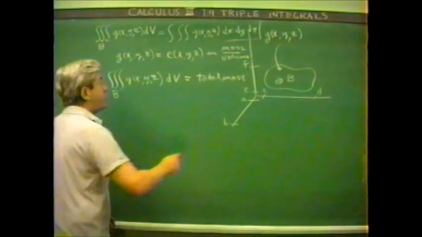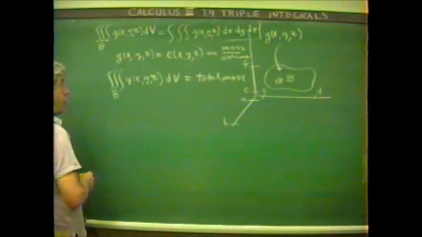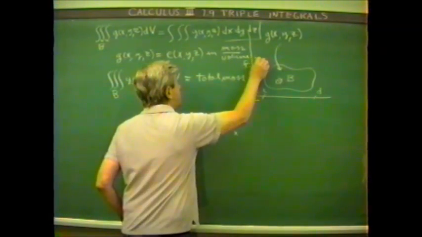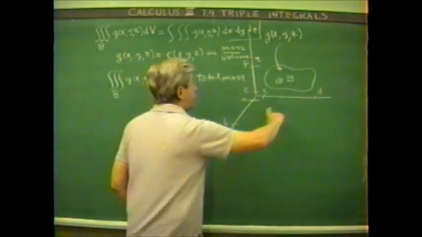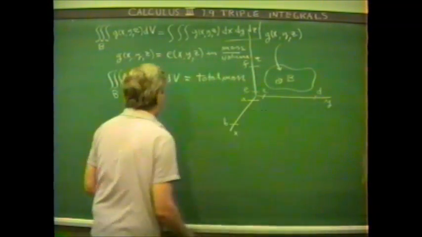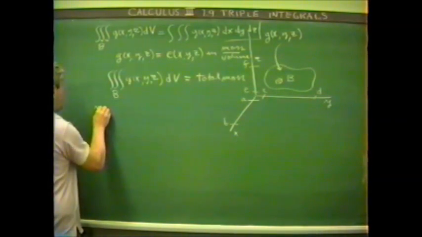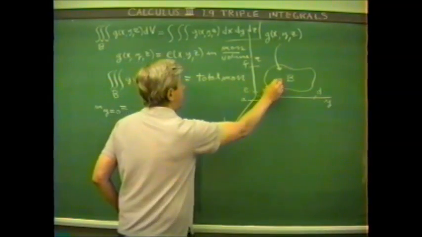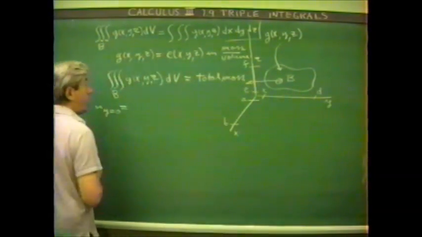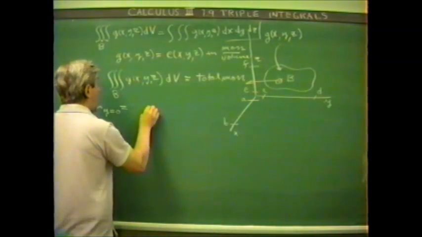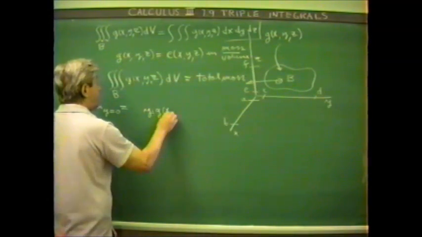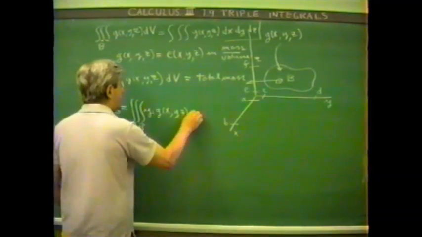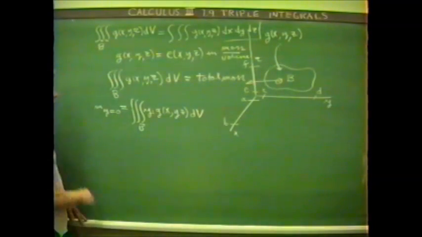If you wish to compute the centroid of this region B, or the center of gravity of the region B, what you wish to do is first compute the moment about the xz plane, the moment about the xy plane, and the moment about the yz plane. The moment about the xz plane, that's the moment about y equals 0. You take this small piece and compute its distance, which is going to be y. So y times g of x, y, and z, integrated over B with respect to volume, will give you the moment about y equals 0.